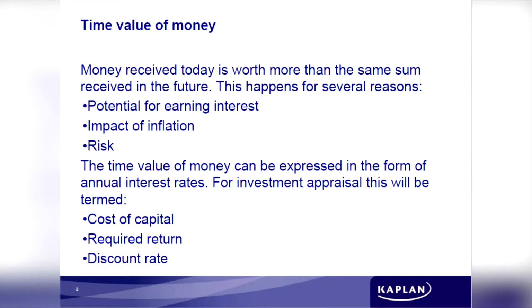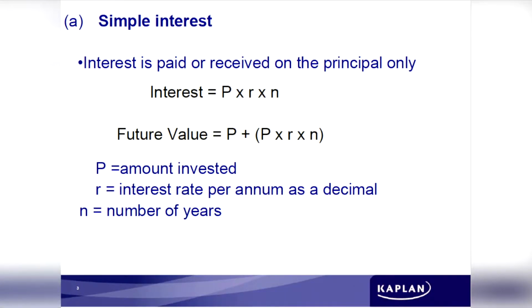All right. So we're going to start by looking at simple interest. Now, interest under simple interest is paid or received on the principal only. So for every year that you have invested a certain amount of money, you get paid interest only on the initial amount that you invested. So the interest is calculated as principal times the rate as a decimal times n, which is the number of periods which you have invested the amount for. And then the future value is therefore simply the sum of the initial principal plus the interest.